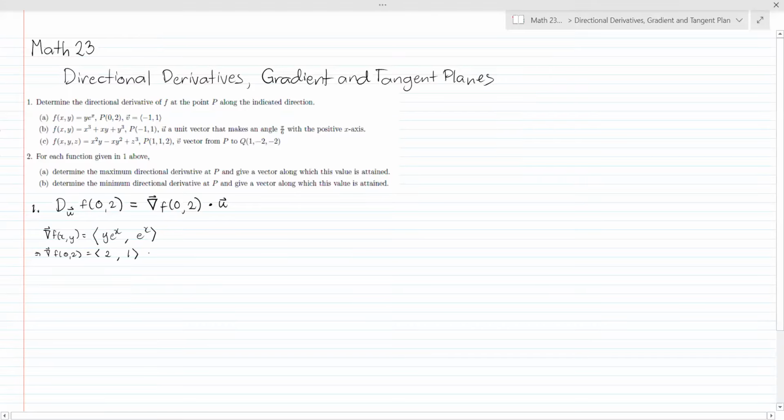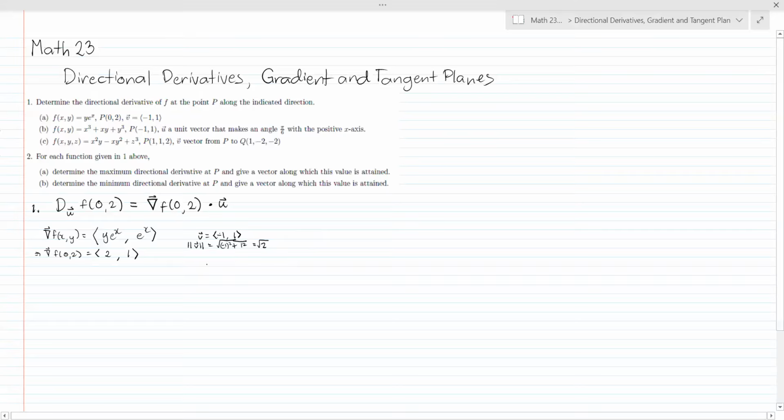Okay. How about the vector u that we will get? We have a given vector v, but the vector v is not a unit vector. You may notice that if you compute the norm of v, it is negative 1 squared plus 1 squared, which is equal to square root of 2. So this is not equal to 1, so this is not a unit vector. We need to normalize.